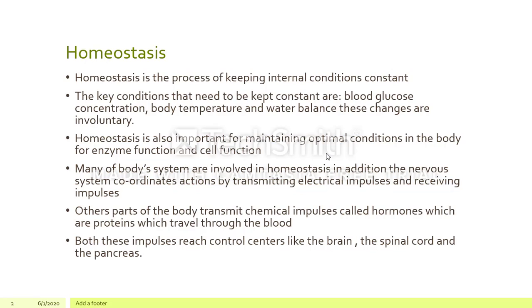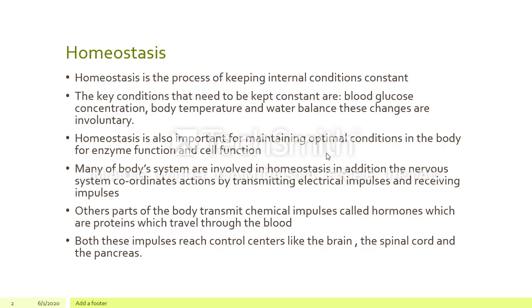Many other body systems are involved in homeostasis. In addition, the nervous system coordinates actions by transmitting electrical impulses. Also, another way other body parts transmit is chemical impulses called hormones, which we will learn about in a later chapter. Both of these impulses reach control centers, like the brain, the spinal cord, and the pancreas.